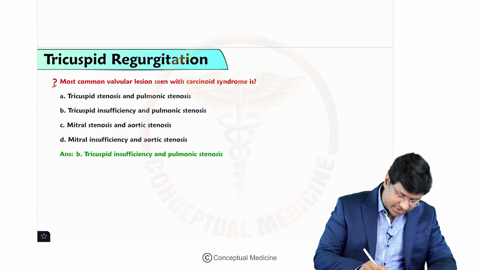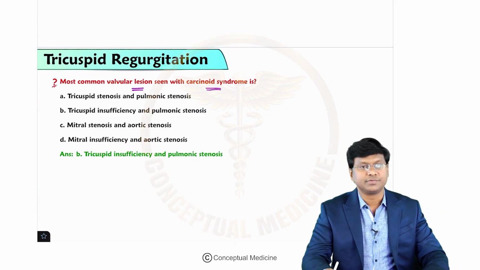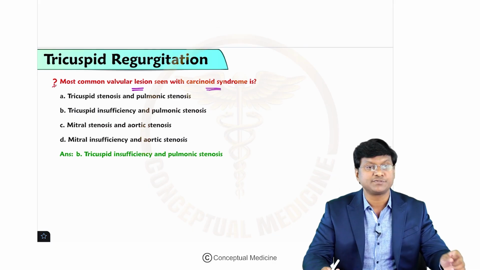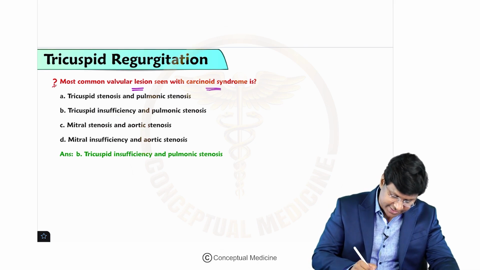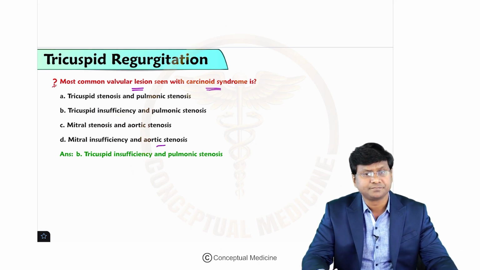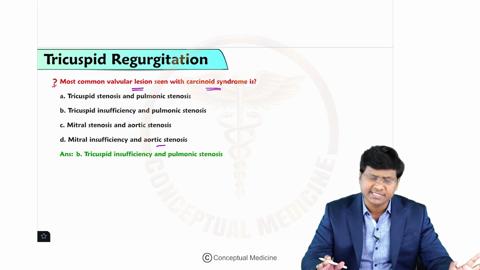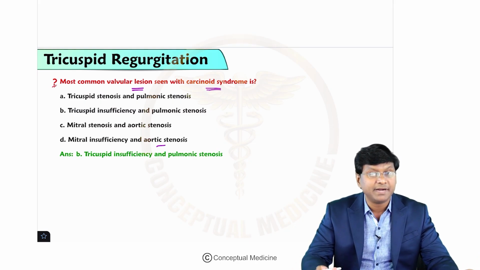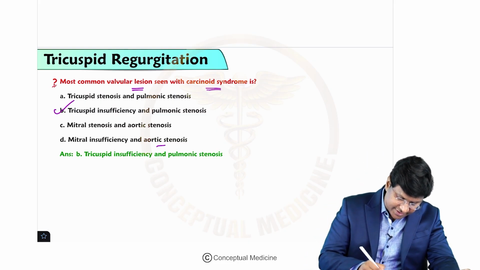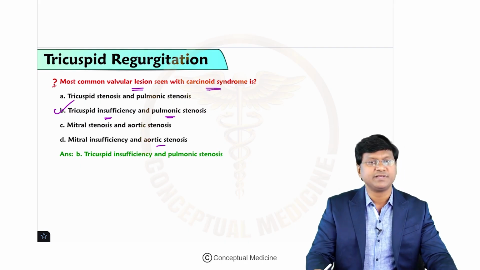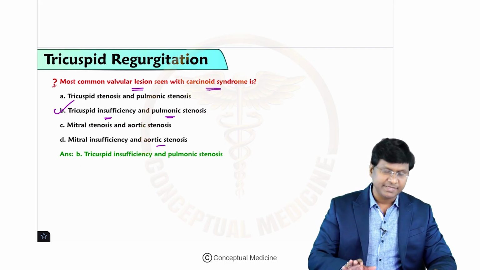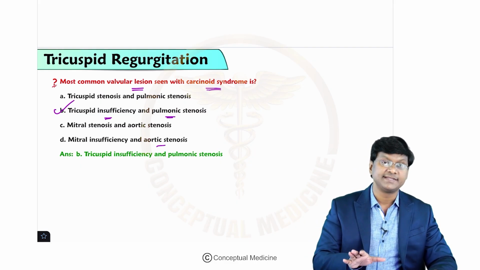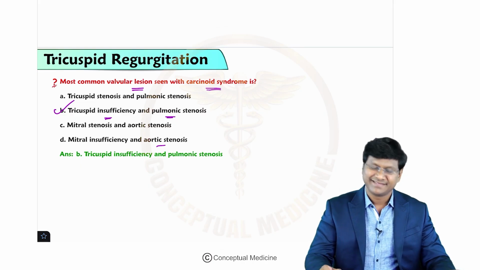Next question. Next question is the most common valvular lesion seen in carcinoid syndrome: tricuspid stenosis and pulmonary stenosis, tricuspid insufficiency, pulmonary stenosis, mitral stenosis, aortic stenosis, mitral insufficiency and aortic stenosis. So, please remember, in case of carcinoid, it is right-sided valvular pathology. But what is that right-sided valvular pathology? That is tricuspid regurgitation and pulmonary stenosis. So, this will be the most common valvular lesion seen in the carcinoid syndrome. So this completes the discussion of the very important topic, that is tricuspid regurgitation. Thank you very much.